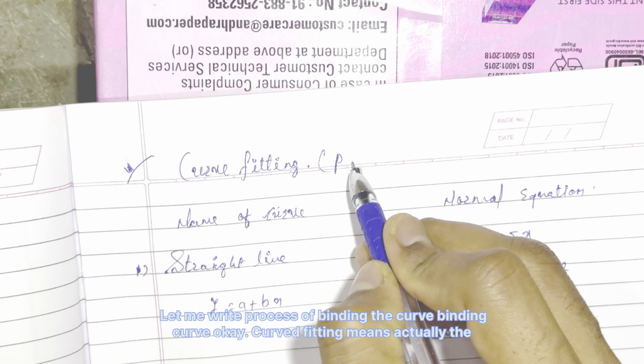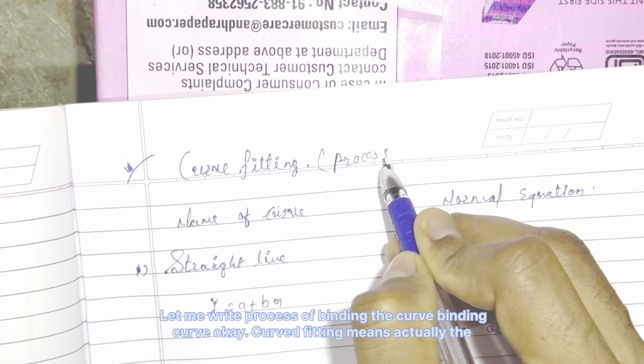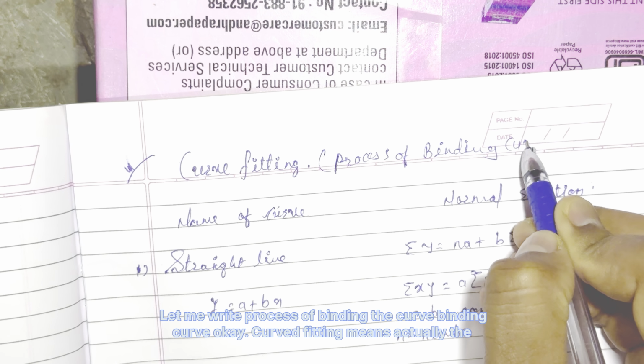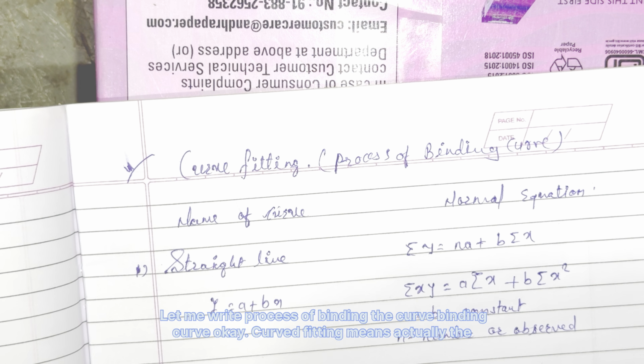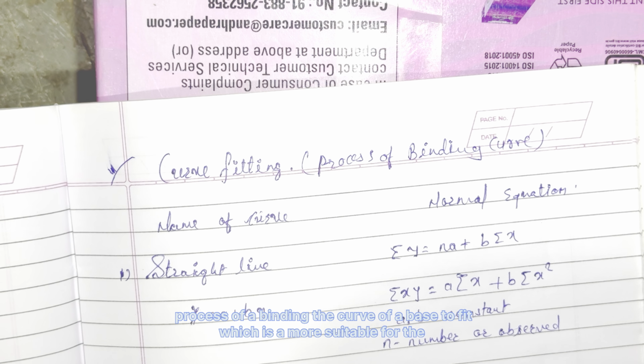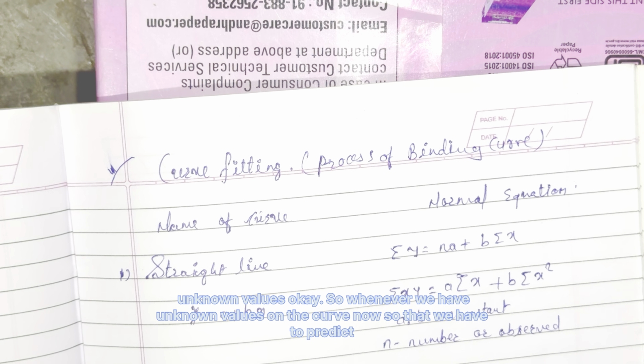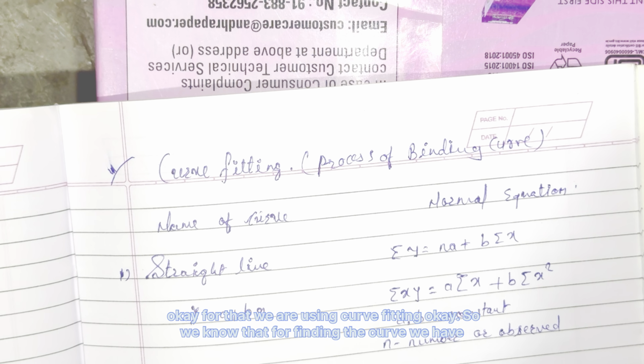Let me write it: process of finding the curve. Curve fitting means the process of finding the curve of best fit, which is more suitable for predicting unknown values. In simple language, curve fitting is the process of finding a curve for more suitable prediction of unknown values. Whenever we have unknown values on the curve that we have to predict, we use curve fitting.